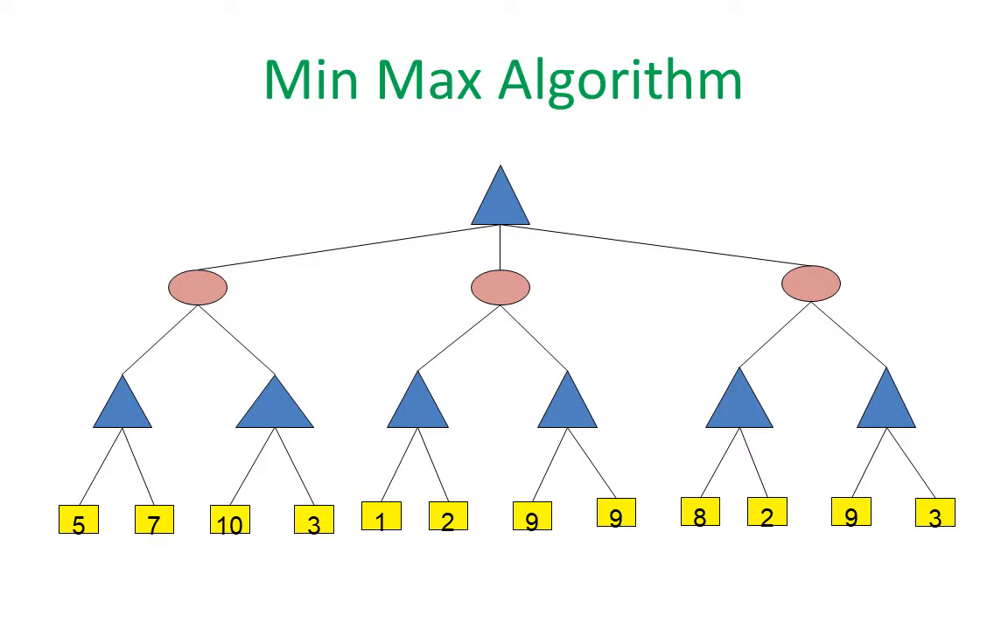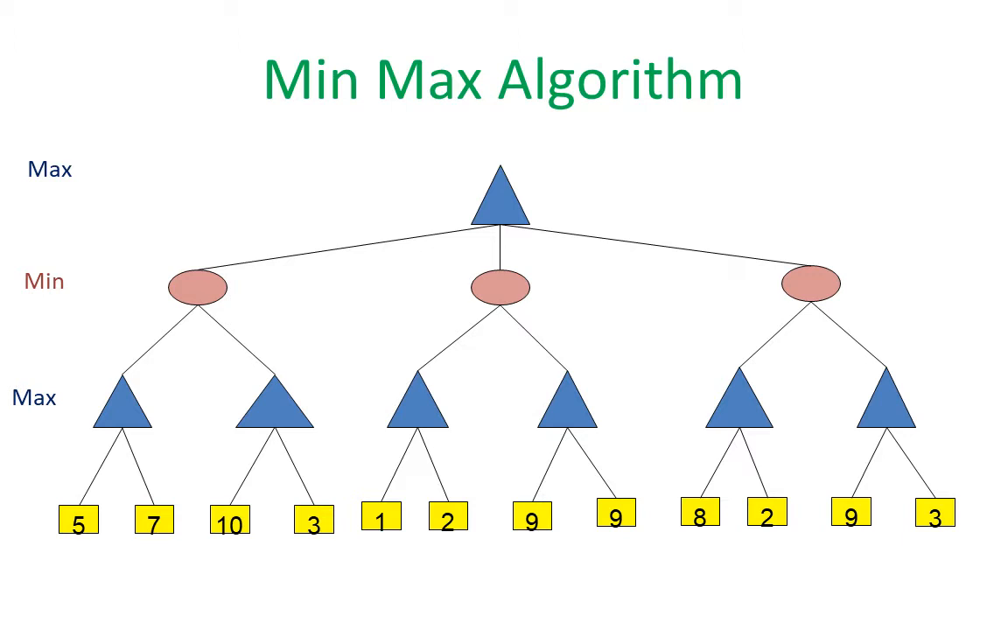So we can start with the leaf nodes. We need to name the players. There are two players, the max player and the min player. The first level is for max and the second level is for min. Similarly, alternately, we have the max player. Now the max player has to make the decision. The max player has to choose the maximum value and the min player will always choose the minimum value.